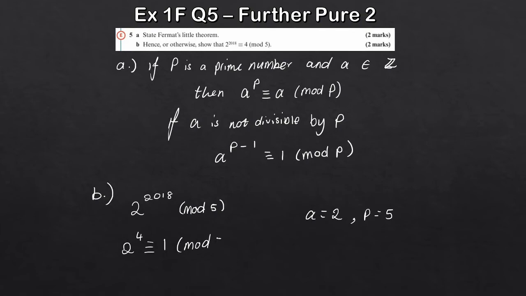So this is going to be extremely handy. It's going to allow us to simplify this. So we're going to use this now, 2 to the 4, in terms of this 2018. So we need to consider the biggest or the closest number to 2018 that's divisible by 4.